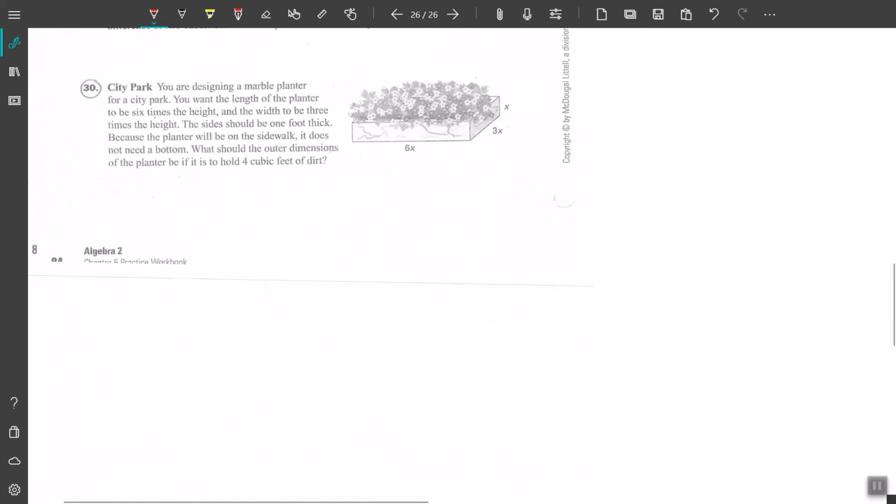All right, number 30 is putting all of this together. They have given us a diagram showing us the length. This is the outer length of that planter box. This is the outer width of the planter box, and this is the outer height. Okay, and so what I mean by the outer measurements is if you took a measuring tape and you actually measured where it meets the sidewalk. But you can see that there's a thickness to this wall, and they told you in the problem that that thickness is 1 foot. So right here is 1 foot, right here is 1 foot.